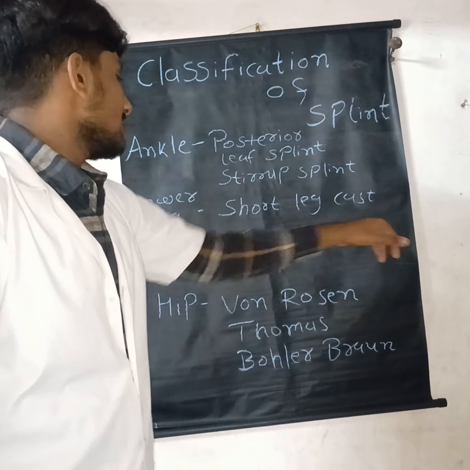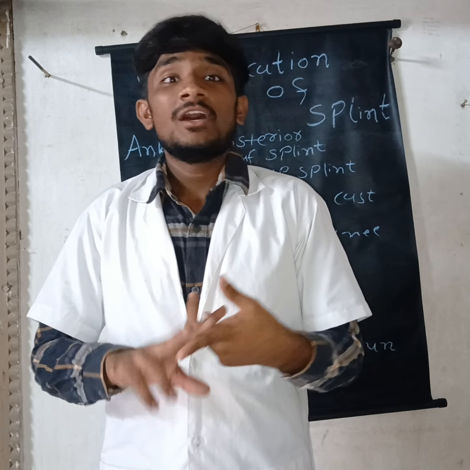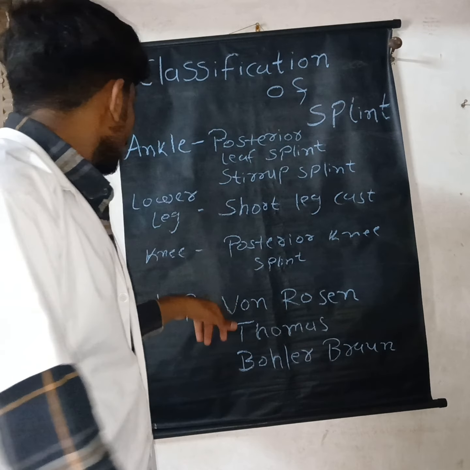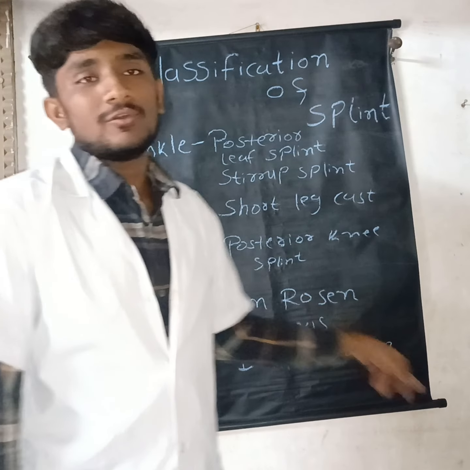Then knee, the posterior knee splint. It's mainly used in soft tissue injury around the knee, ligament tear, muscle rupture around the knee. Then in the hip region, we have the von Rosen. The von Rosen is mainly used for congenital dislocation of the hip.